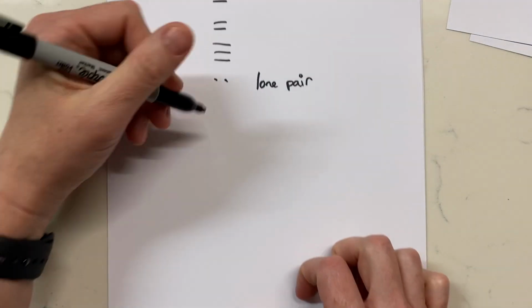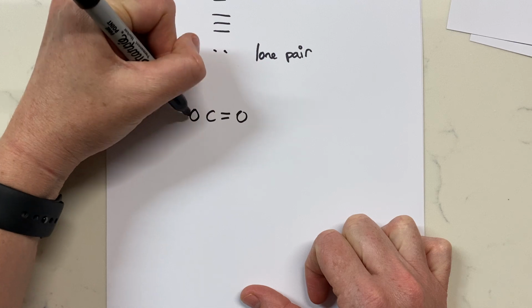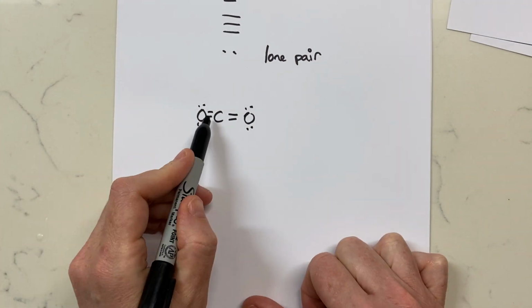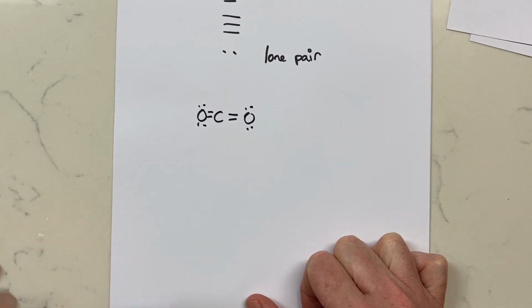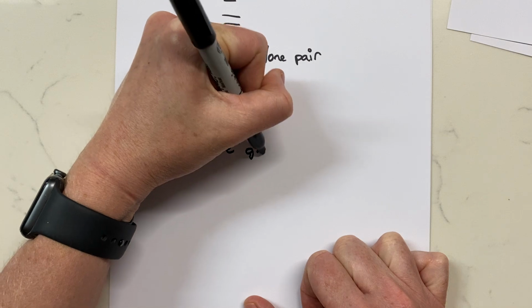Let me give you an example. So if we have carbon dioxide, with carbon dioxide, I have a double bond here and a double bond here. I would say that carbon has two electron groups on it.